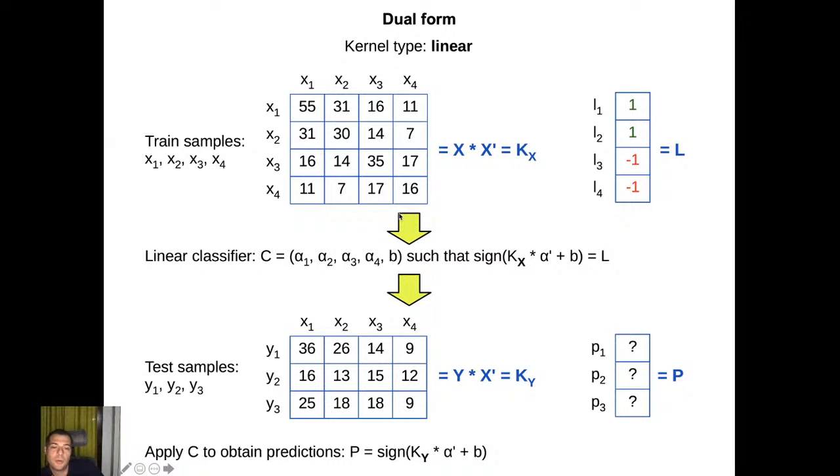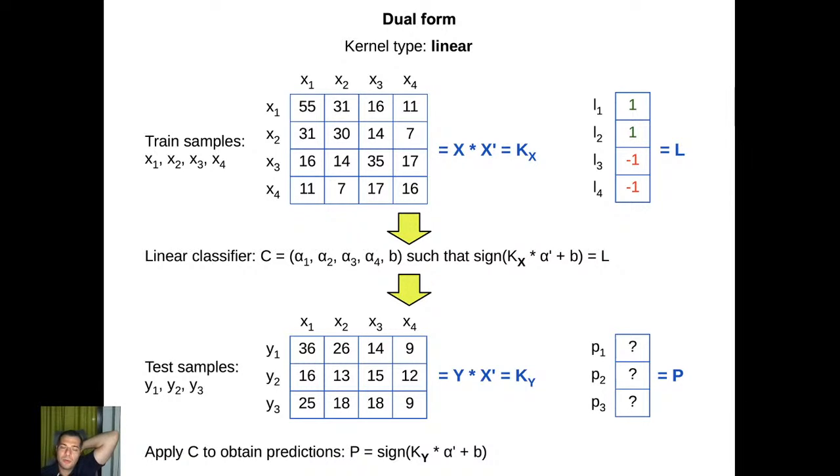So this is the kernel matrix. Now we can also train the classifier using this information. Here the classifier will learn some weights which we commonly denote with alpha, and we also have the bias term, which is the same as in the primal form, such that we apply this linear model on the kernel matrix and we obtain the labels L.